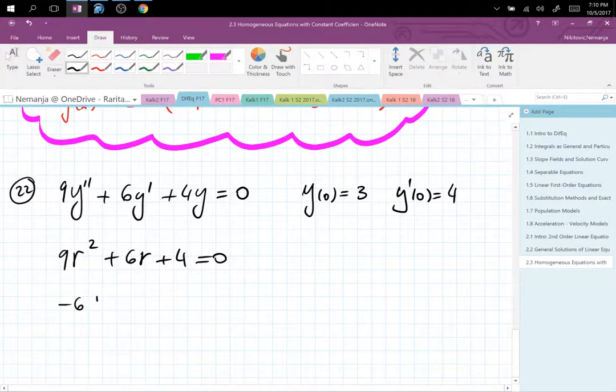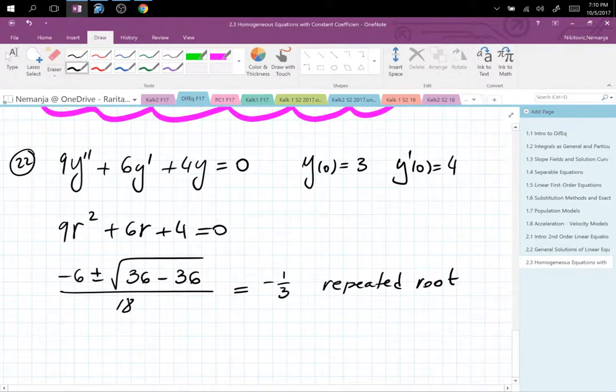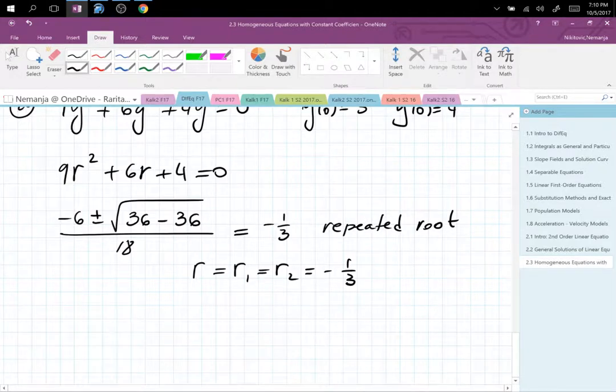So you have negative b plus minus square root of b squared minus, ooh, shiny. Look at that, all over 18. So the answer over here is negative 1/3. It's a repeated root, because the plus minus square root that actually creates 2 solutions ended up being 0. So if you have a repeated root, that means that r is equal to r1 is equal to r2 is equal to negative 1/3.